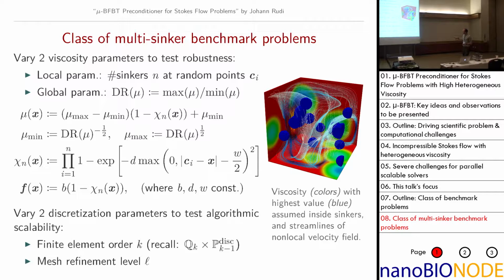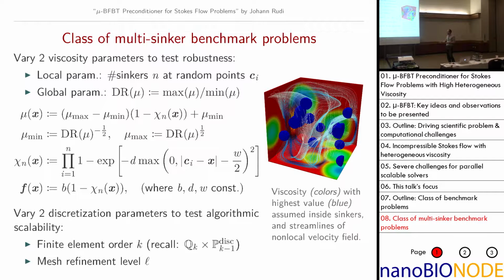The viscosity, I wrote down the equations, is fairly straightforward to implement. There's a scaling of an indicator function. The indicator function will tell you where the sinkers are. There's a shift by minimum viscosity. I want to point out that the minimum should be much lower than 1. The maximum should be much higher than 1. Every sinker is a Gaussian function, and I put them together by multiplying them all together.